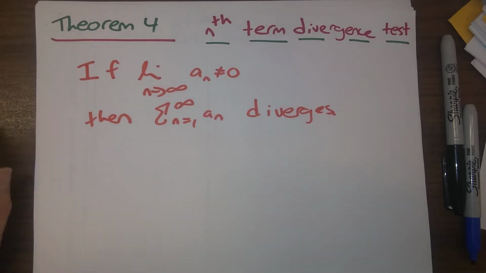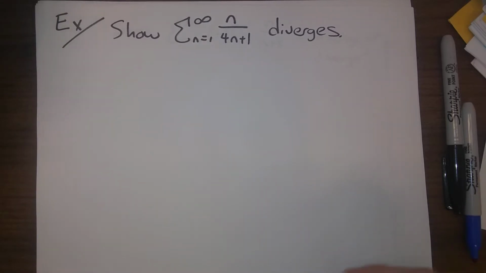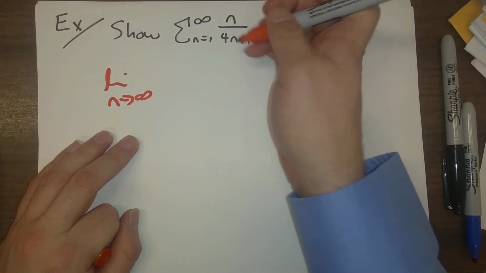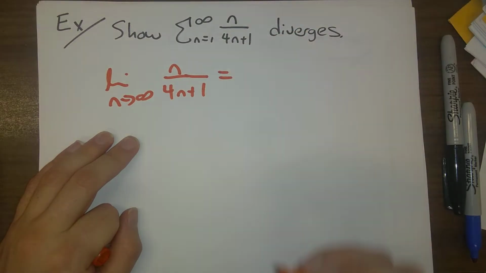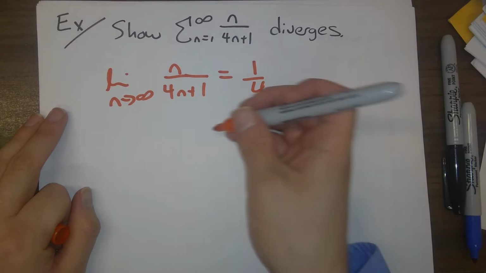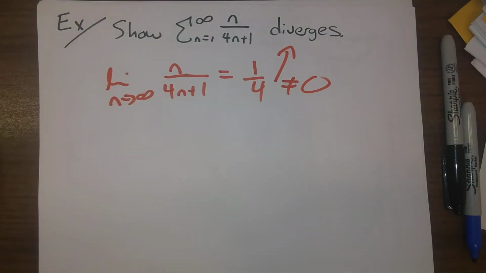Let's do a couple examples of using this. Show that the series, the sum from n from 1 to infinity of n over 4n plus 1, diverges. How do we do that? We consider the limit as n goes to infinity of the individual terms, n over 4n plus 1, and this, by L'Hopital's rule, is going to be 1/4. Because that is not 0, we know that this series diverges.